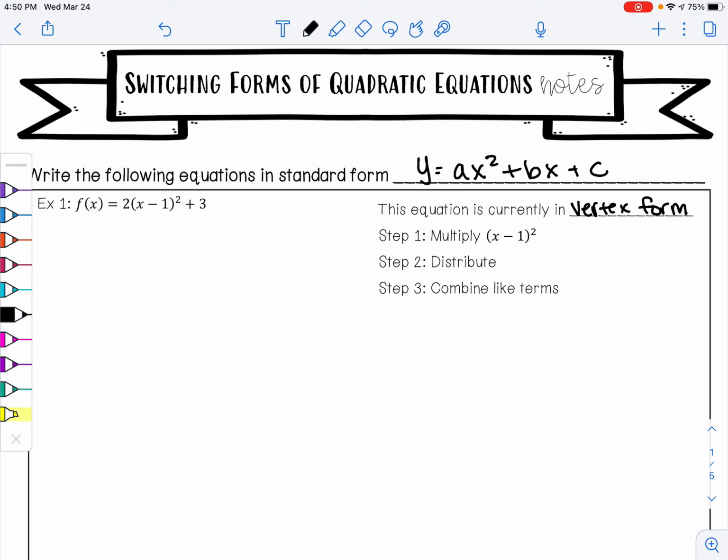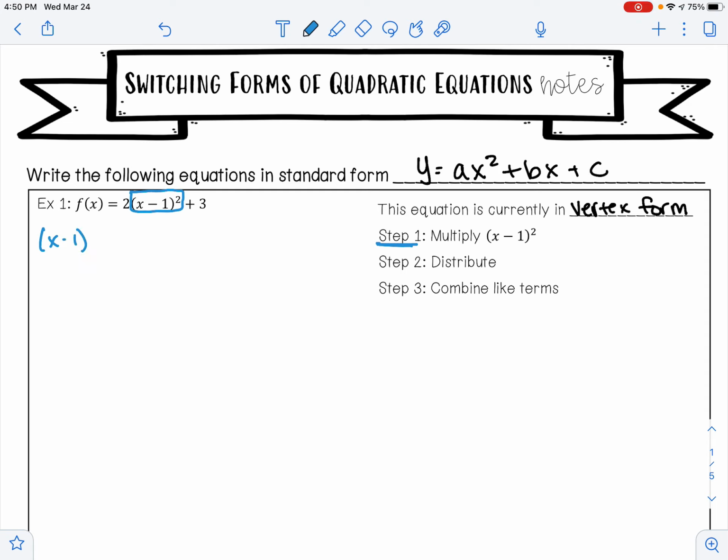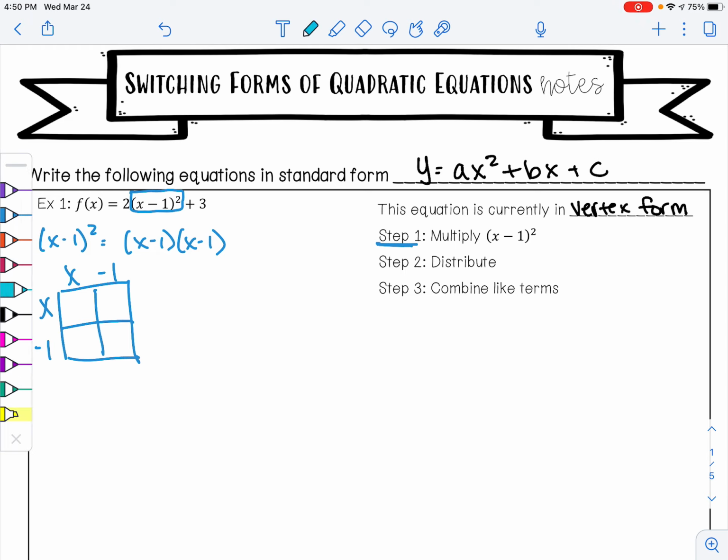My first step when doing this is going to be to multiply x minus 1 squared. Remember that x minus 1 squared is the same thing as saying x minus 1 times x minus 1. To multiply a binomial by a binomial, I use the area model. I'm going to take one binomial and write it down the side, and I'm going to take the other binomial and write it across the top.